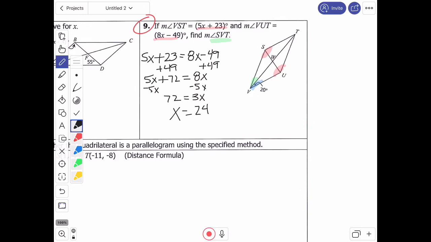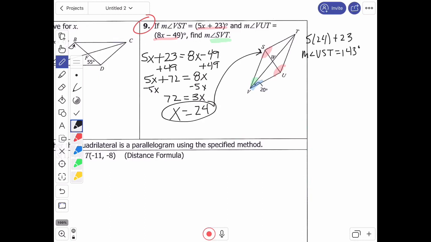So if I know x equals 24, I can then take that and plug it in for either S or U. It's going to be the same angle, so it doesn't really matter. So for angle S, I'm going to have 5 times 24 plus 23. And so I get, for this, the measure of angle VST equals 143 degrees. Alright, now, so that was just using that the opposite angles in a parallelogram are congruent.